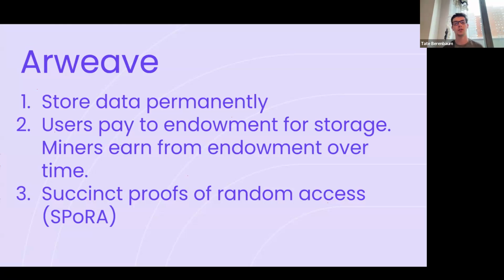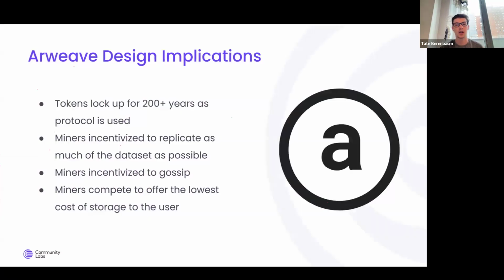There also, it's worth noting, you should read the white paper of Arweave. This is an oversimplification of it, but that's the general idea. And there are some implications to this design that, while simple, I think are worth talking about.